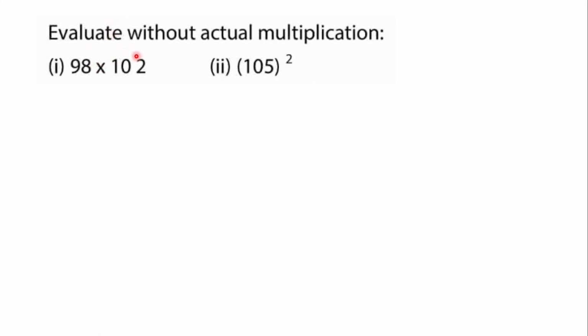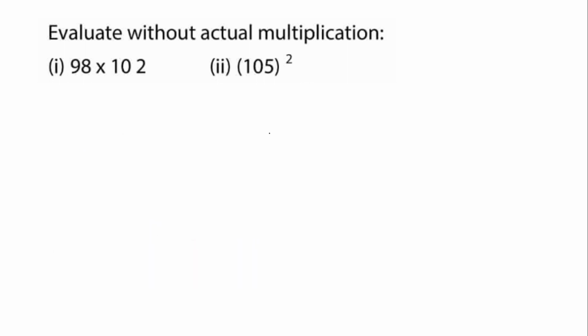In this video we are going to learn about these two problems. Evaluate without actual multiplication: 98 into 102. See, 98 into 102 can be done by multiplication, but it was very clearly mentioned that without actual multiplication we need to find the product of these numbers. Now see here.